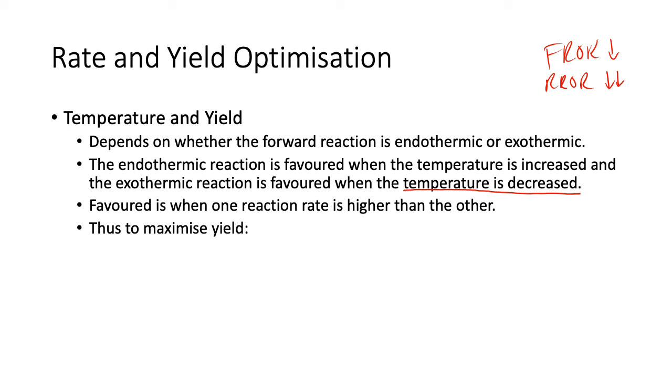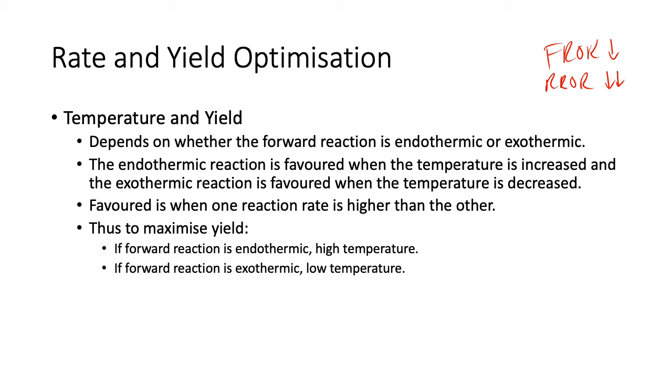There'll eventually be videos on equilibrium that you can look up, but the idea is that temperature will affect both rates of reaction differently. One of them will be favored, not one increasing and one decreasing, because they'll both increase or decrease. So that's to maximize yield. If the forward reaction is endothermic, you need a high temperature. If the forward reaction is exothermic, you need a low temperature. It's really important that you read the question, because sometimes you have to lower the temperature to maximize the yield.